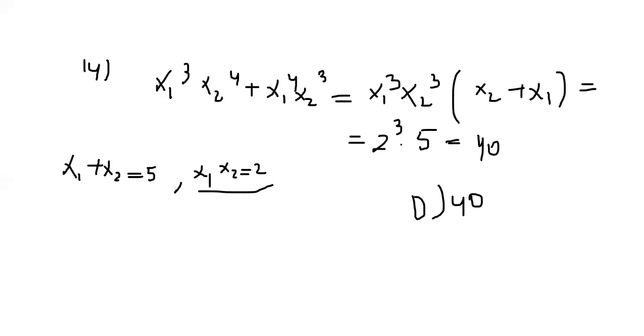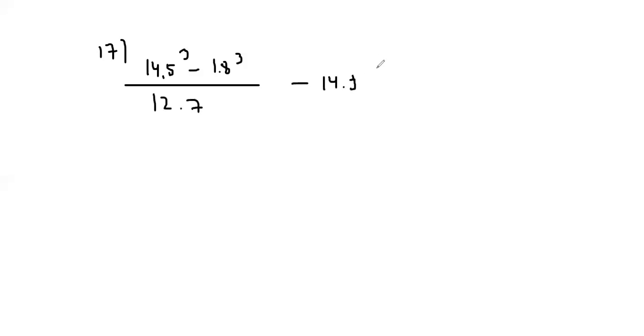Again, we continue the same way. We are going to come up to number 17. So it's going to be 14.5 cubed minus 1.8 cubed, divided by 12.7 minus 14.5 squared minus 1 minus 1.8 squared. It's equal. Of course, with cubes, it's more difficult to work than with squares, but we have the formula here. We are going to apply the formula.